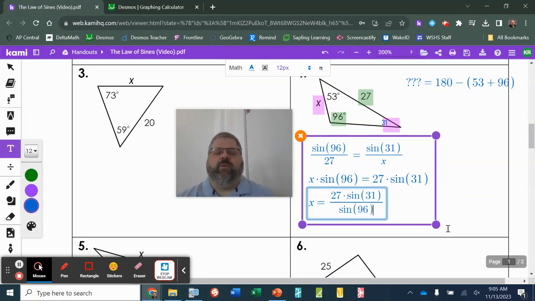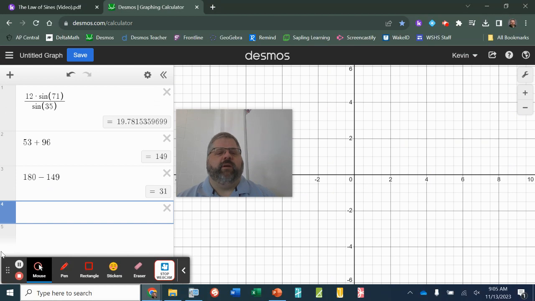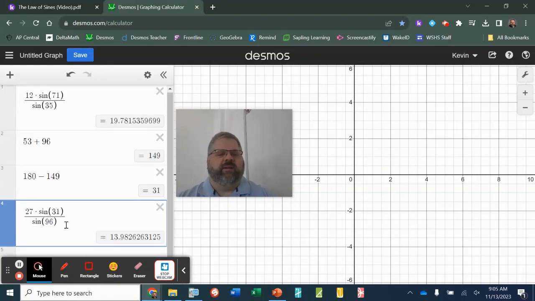And so now I'm ready to evaluate. I come back over to Desmos, and I'm going to take 27 times the sine of 31 degrees. That was our missing angle, sine of 31 degrees. And then we brought over sine of 96 degrees. And so here we get 13.98. If I'm rounding to the nearest tenth, this 8 is going to round the 9 up to a 10. The 1 would carry over to the whole number, and then I'd have a 0 as my tenths place.